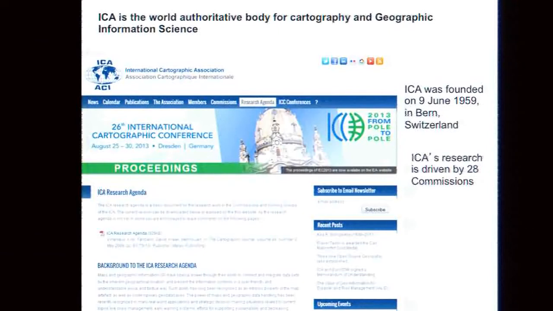and the key mission is to get high quality publications as well as gather the academic and research community together. And education and training is one of the key missions of the ICA. That was the background for the ICA. And I actually chair the Commission on Open Source Geospatial Technologies for the ICA as well.